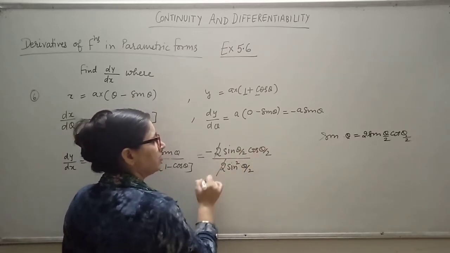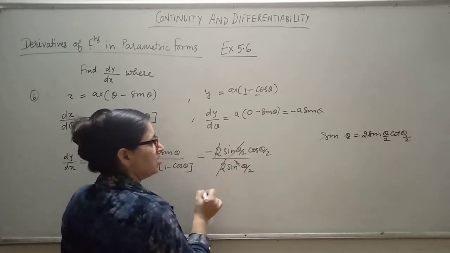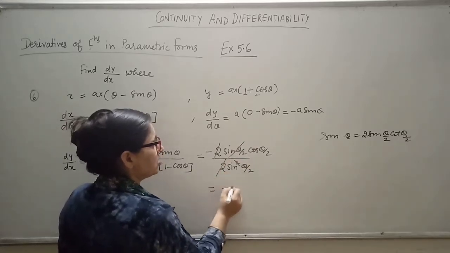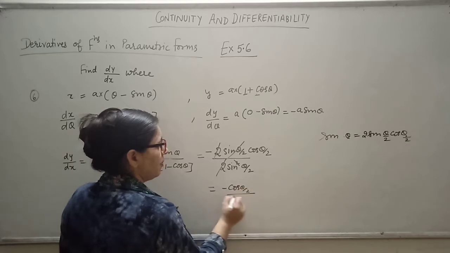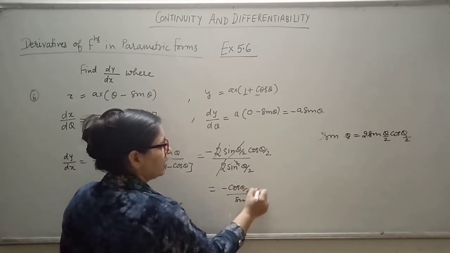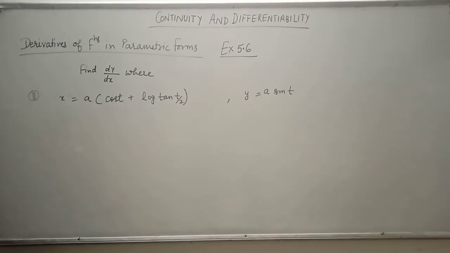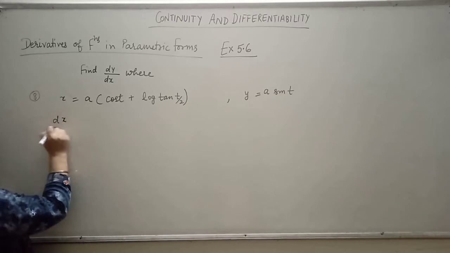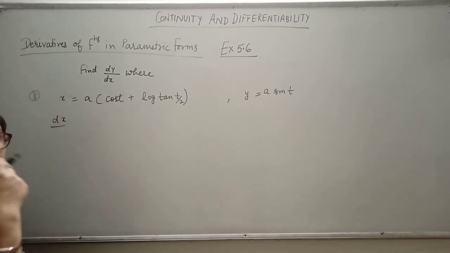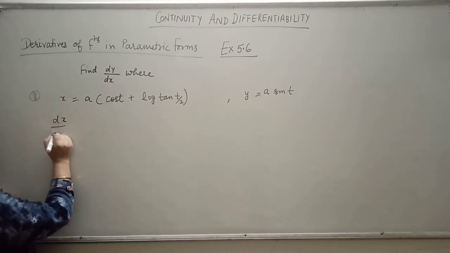2 will be cancelled with this. 1 sin will be cancelled. Sin θ/2 will be cancelled here. So it is minus cos θ/2 upon sin θ/2, and that is minus cot of θ/2. And students, in this question dx by dθ, I will do question number 7 also, but I will do that at last because that's a lengthy question. So I have taken this question number 8.